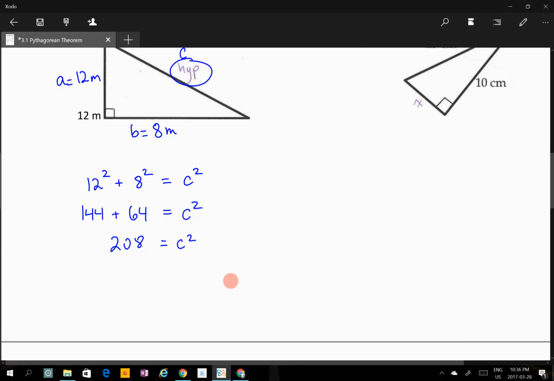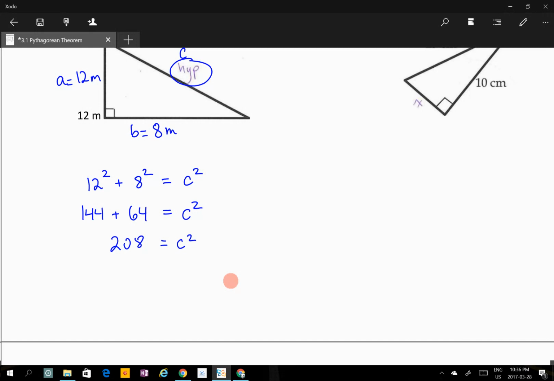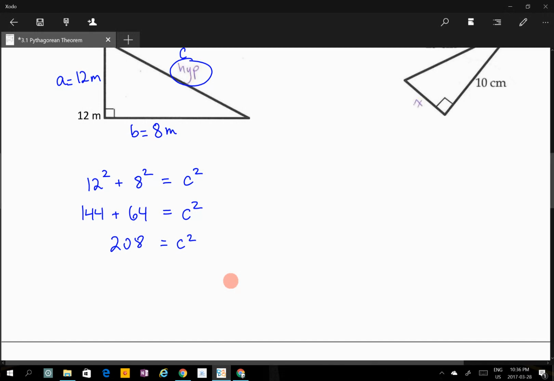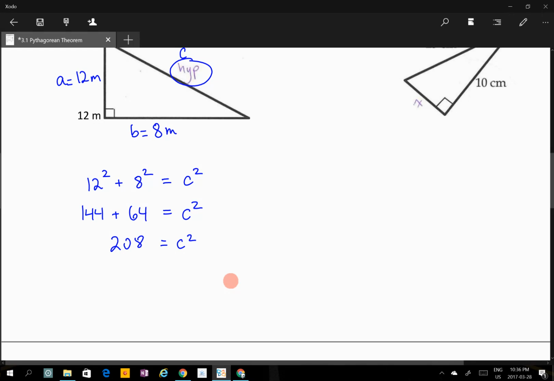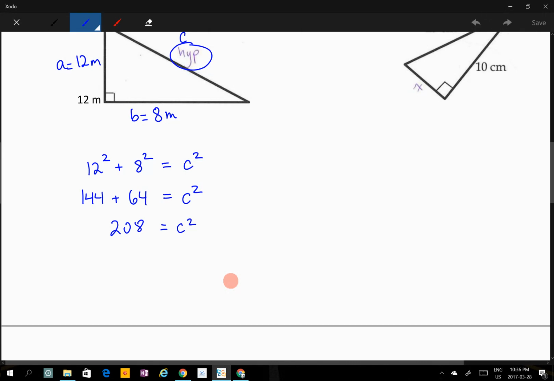Now, if I want to find C, you have to do the reverse operation. What's the opposite of a square? Well, it turns out the square root is the opposite of a square. So if I took the square root of both sides, the square root of 208 and the square root of C squared, make sure you draw your square roots to cover all the numbers that you're square rooting.